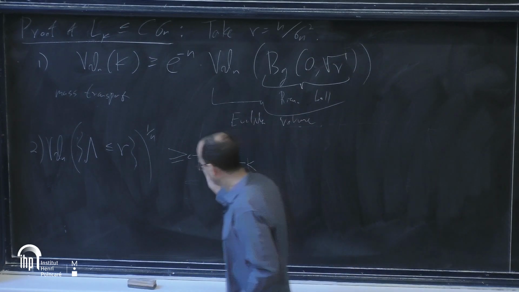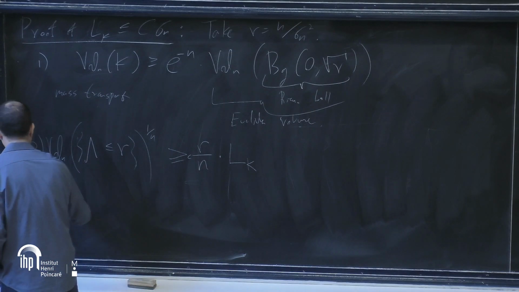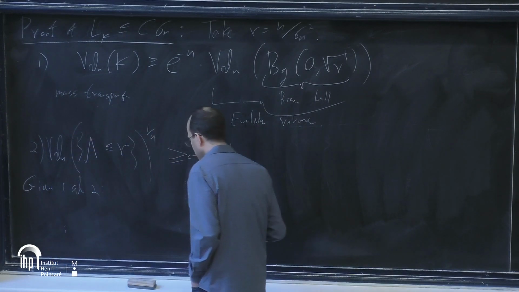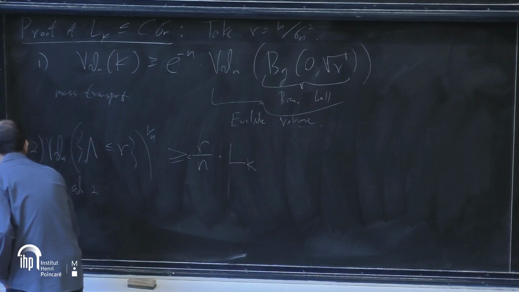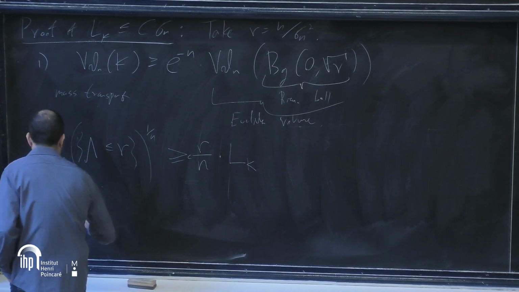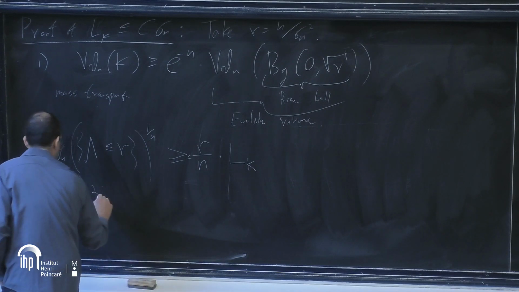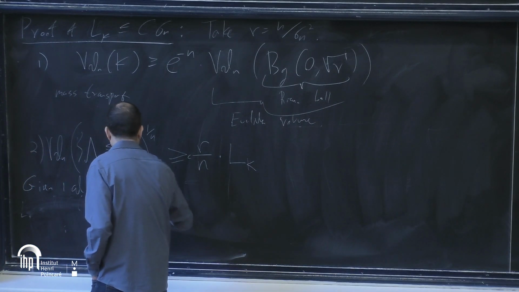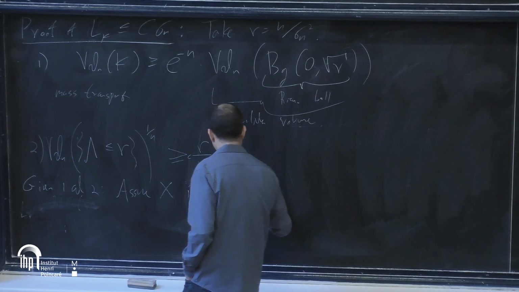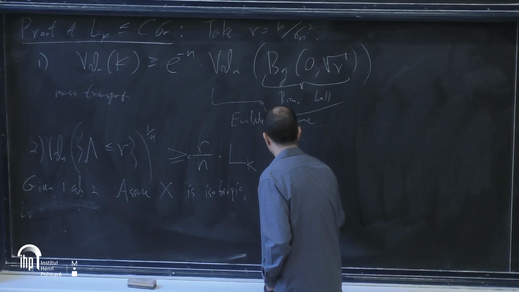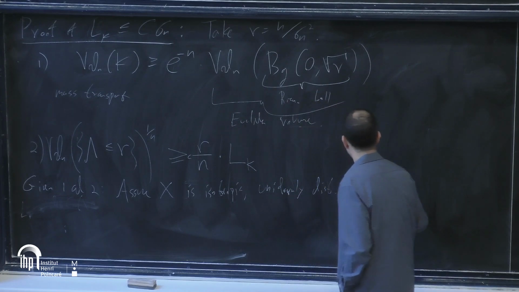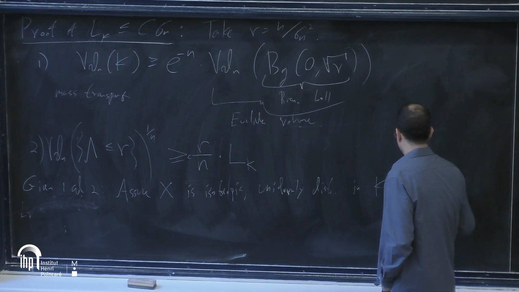So given claims 1 and 2, let's finish. How do we finish? We remember that L_K involves the determinant of the covariance of X. Here we assume that X is isotropic, namely X uniformly distributed in K in R^n.